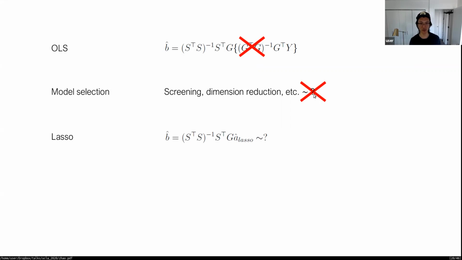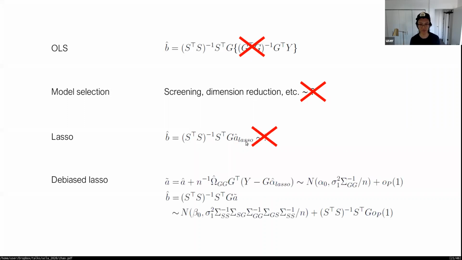The natural solution would be the lasso. If you have high dimensional G, you first regress Y on G with a lasso instead of OLS. I'm just calling that estimator A for now. Then you do a regression of G times A hat lasso on S. This just replaces the OLS estimator for the effect of Y on G with a lasso estimator. This doesn't work either, because ultimately we're interested in valid inference, and the asymptotic distribution of the regular lasso estimator is difficult to work with. So we passed on that.